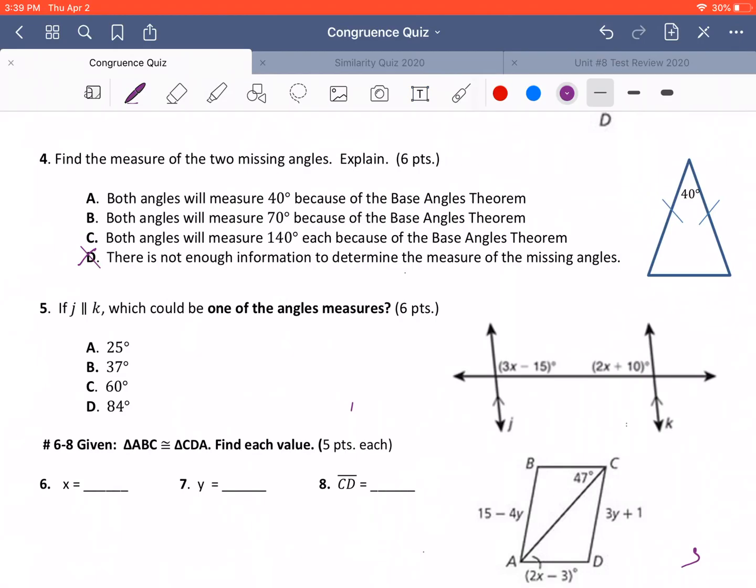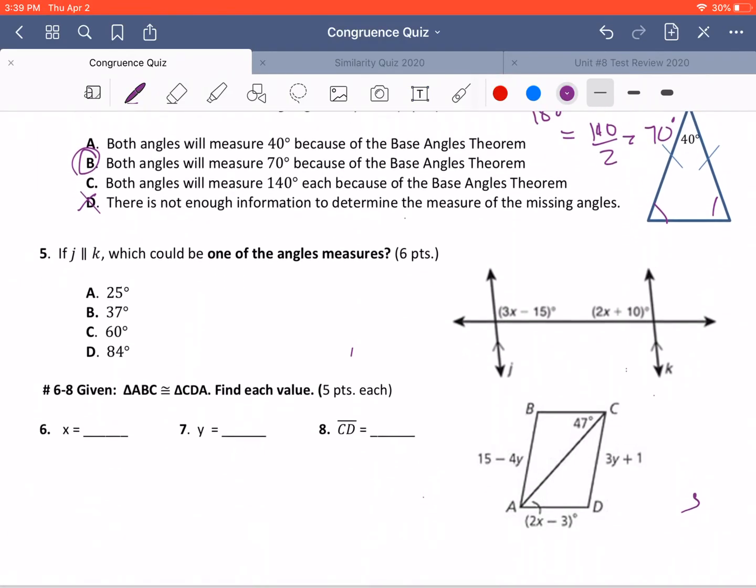Now, the 3 angles in a triangle add up to 180. So if we do 180 minus 40, you get 140 degrees left. Now we have to split that between both of these angles because we know they're going to be congruent. So 140 divided by 2 is 70 degrees. So both angles will measure 70 degrees because of the base angles theorem, because we know it's an isosceles triangle.